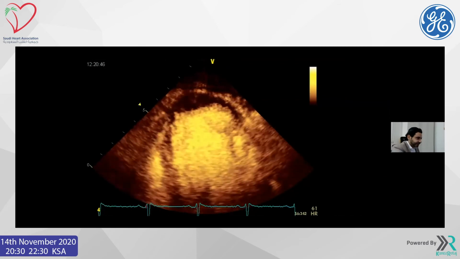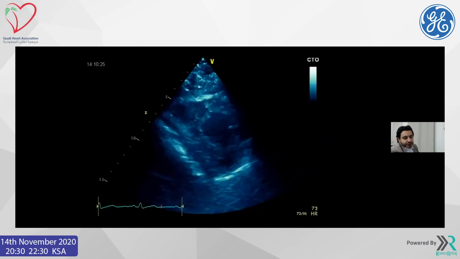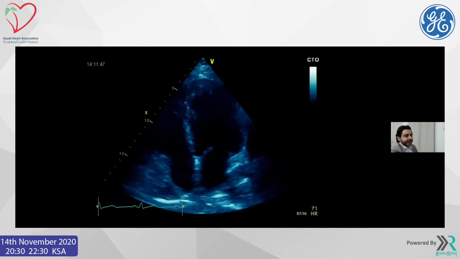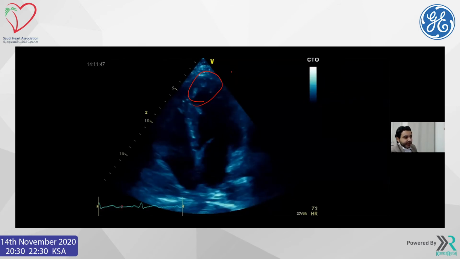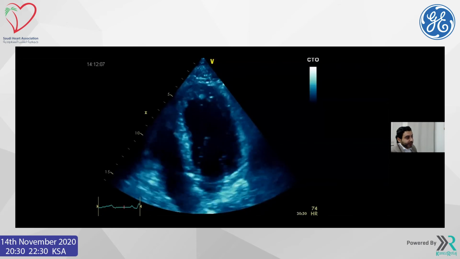Another case, looks normal. Some wall motion abnormality, I can tell. RV is fine, the apex is not. We are concerned about maybe a thrombus here because the apex is not fine. Is it a mural thrombus? Maybe.